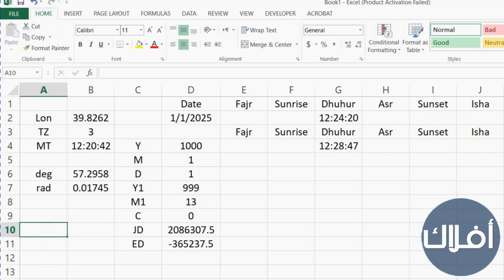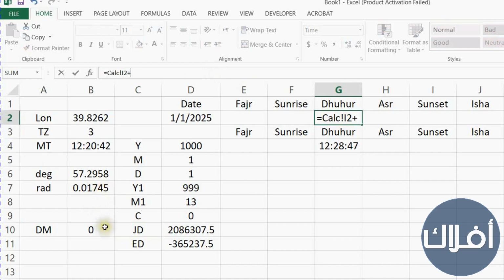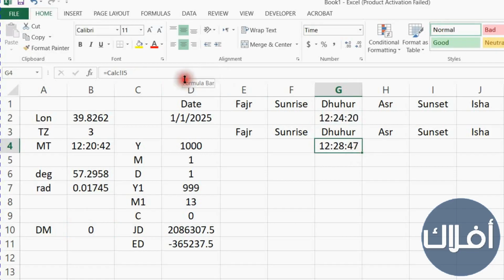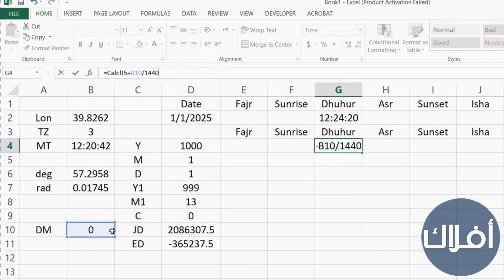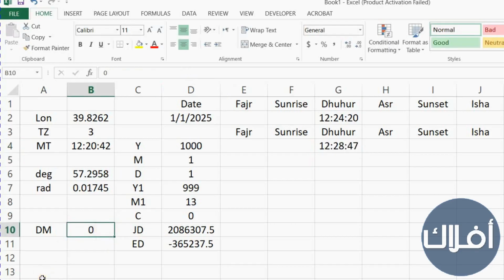Finally, we'll add the option to add minutes to Dhuhur time. We call this DM. And in here, we will add the Dhuhur time minutes divided by 1440. We'll also do the same here. We will add Dhuhur minutes divided by 1440. So now if we want to add 1 minute, for example, we can put 1 here or 2 or any value we like, but I'll keep this to 0.